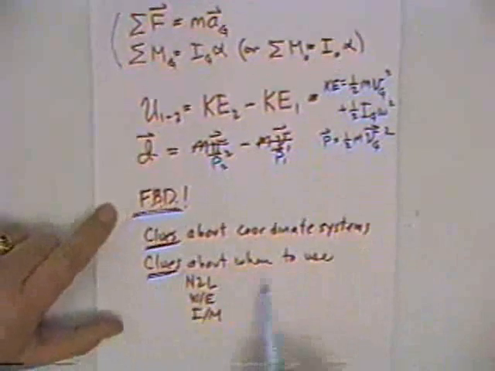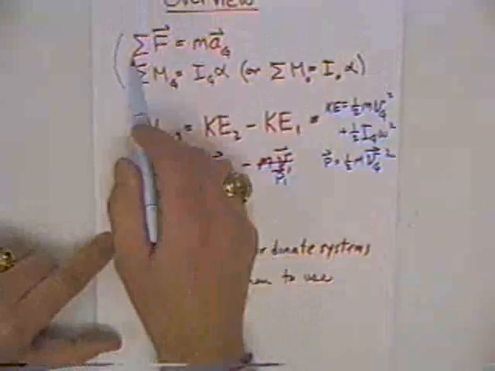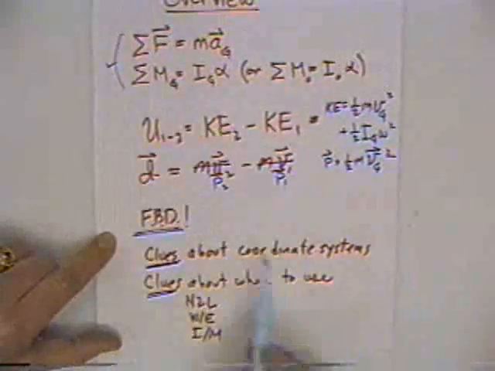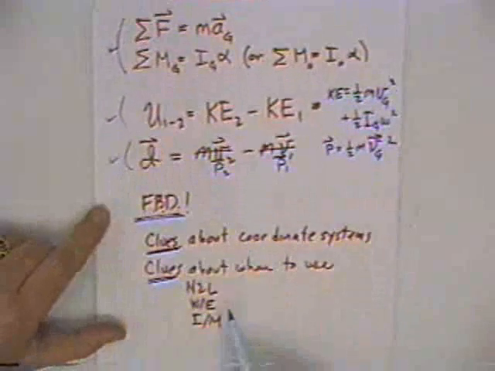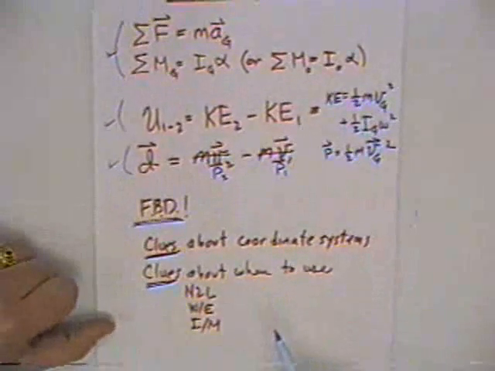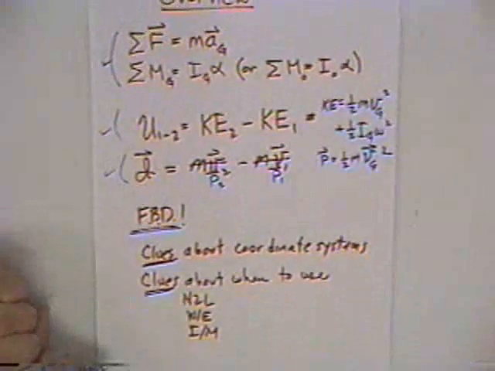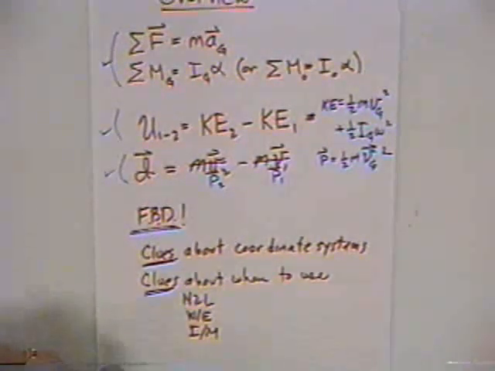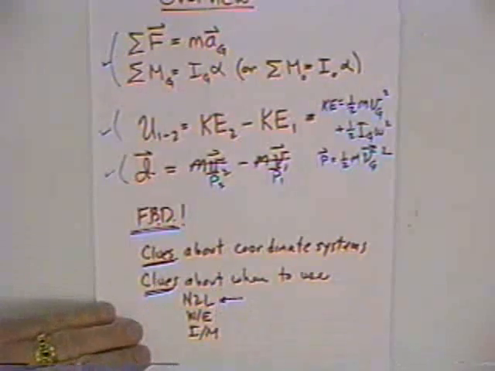There are clues that tell you whether you're going to use N2L. What's that mean? Newton's second law, right? Whether you're going to use this approach, or whether you're going to use this approach, or whether you're going to use this approach. Those are pretty important clues. Let's go over some of them. If the problem says calculate the acceleration, okay, in any shape, form, or fashion, they're probably telling you to use Newton's second law.